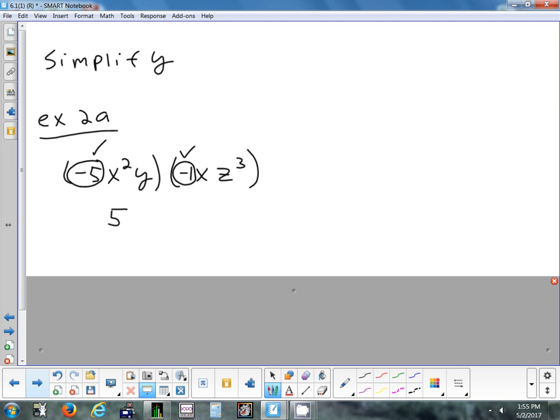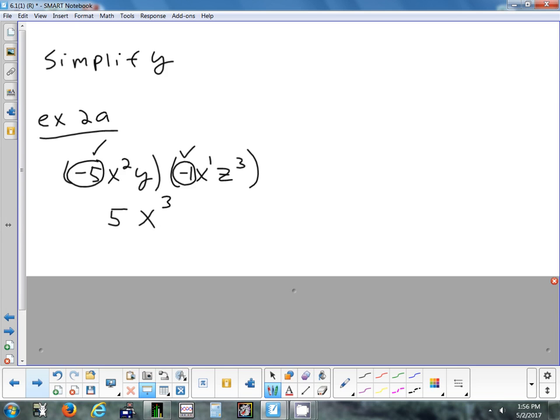Now, if you have the same letter written more than once, it's not simplified. The final answer should only have the x written one time and the z written one time. Okay? So I have an x here, I have an x here. What would I get when I combine my x's? Exactly. X to the third. Is there any questions on why it's to the third? Yeah, because we added it. 2 plus 1. Yep, it's 3.